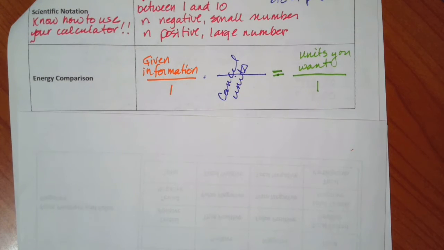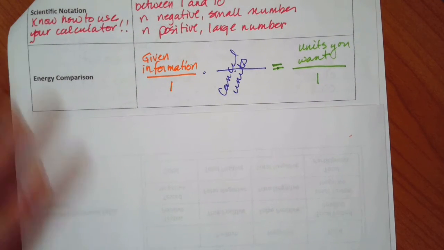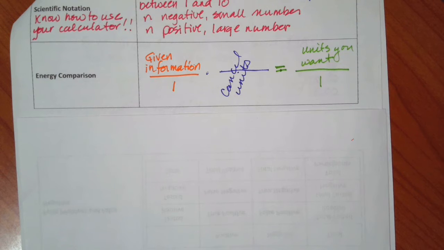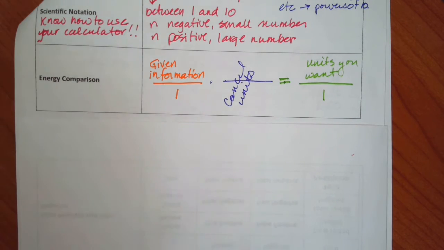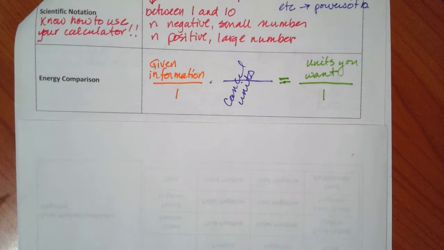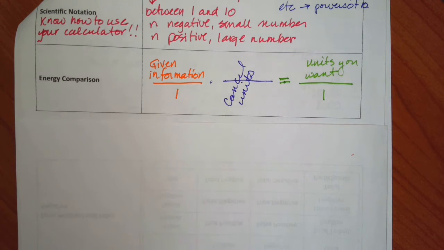Okay. Now, energy comparison is where we combined our dimensional analysis with scientific notation, because our energy was being given to us in joules, and those units of energy are in powers of 10. And the key to success on that, let me find it real quickly, is knowing, I should have gotten this out before I started, is knowing that chart. Knowing your energy comparison chart.